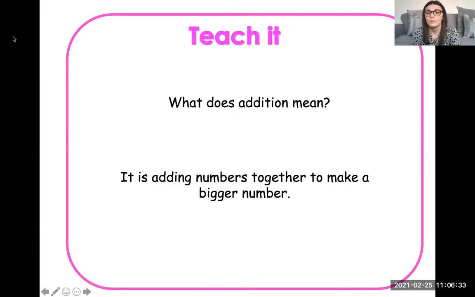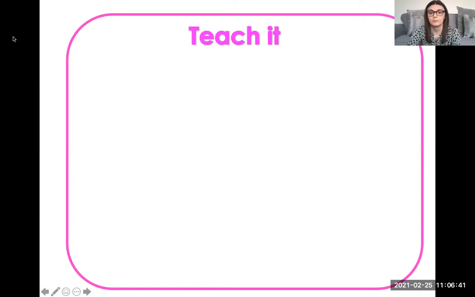Okay, so what does addition mean? Addition is adding numbers together to make a bigger number. Okay, so now, boys and girls, today we are going to use something that we have been practicing a lot of, and that is our number bonds up to 10. So our first number bond is 0 add 10 equals 10.